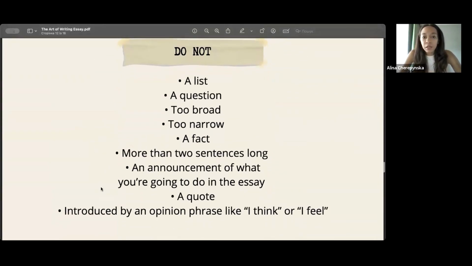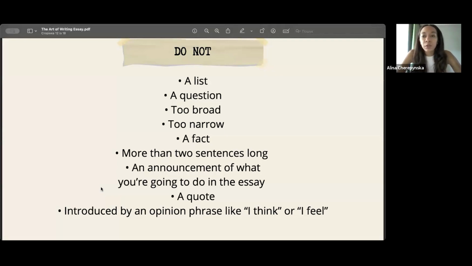Here we have some things not to do. Your thesis statement cannot be just a list of items. Your thesis statement cannot be a question. It should not be too broad, too general, without a specific idea, and it cannot be too narrow, so this is the opposite, too specific. You cannot use facts because it's not your opinion, it's well-known information, but a thesis statement is your personal opinion about the topic. It cannot be more than 2 sentences long.